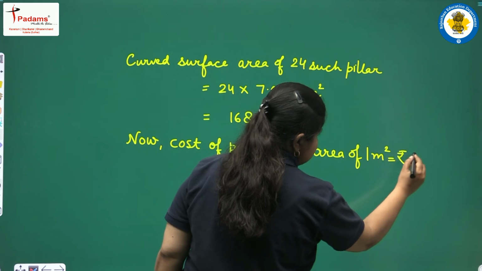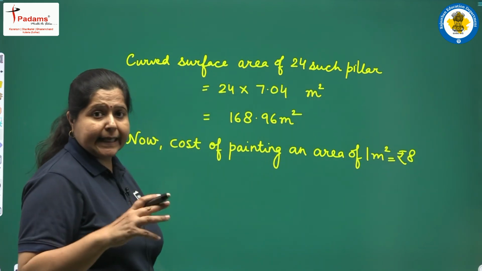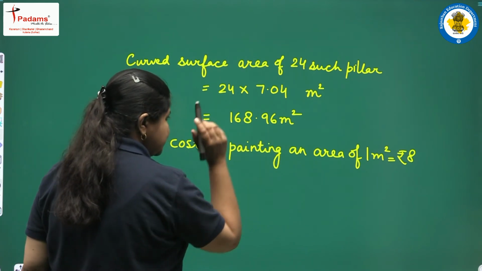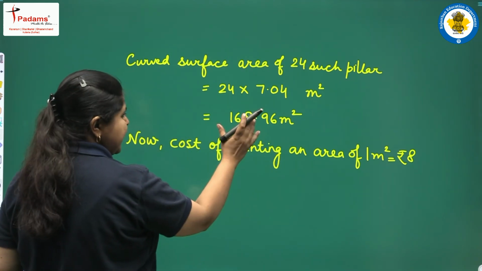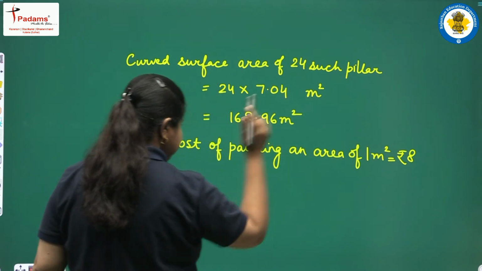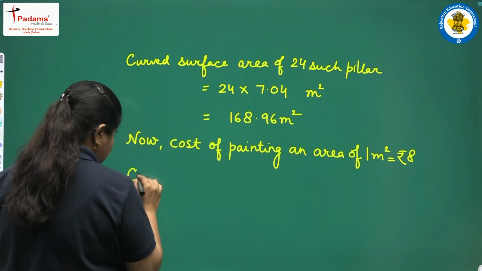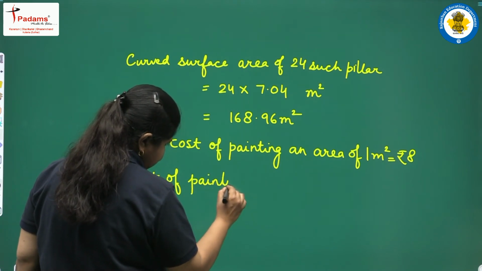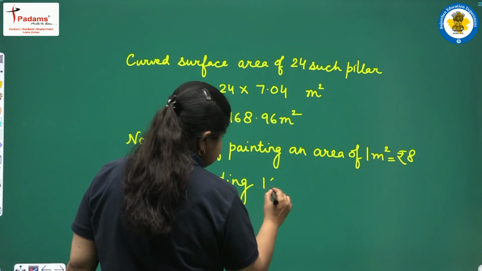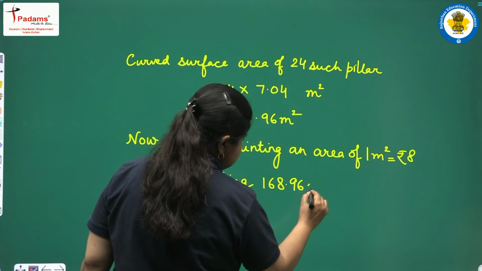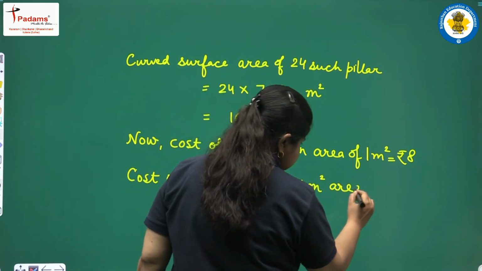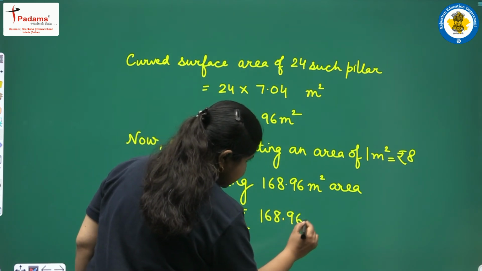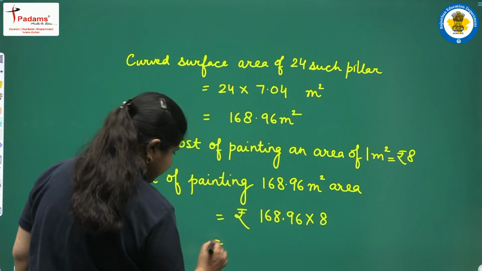इट इज़ इक्वल टू ₹8। 1 मीटर स्क्वायर को पेंट करने का कॉस्ट है ₹8 और हमें पेंट कितना एरिया करना है, वी हैव टू पेंट दिस मच एरिया, सो द कॉस्ट ऑफ पेंटिंग दिस मच एरिया, it will be this area into ₹8. We write here, now cost of painting 168.96 meter square area, this will be equal to ₹168.96 into 8. Now multiply these numbers.